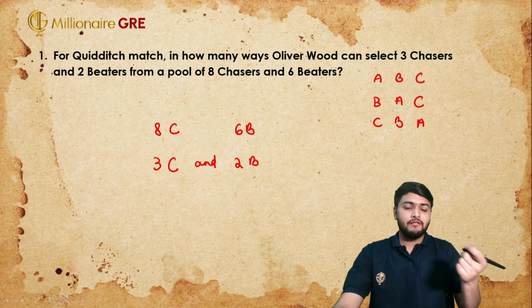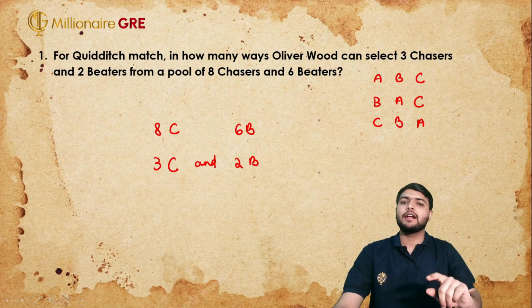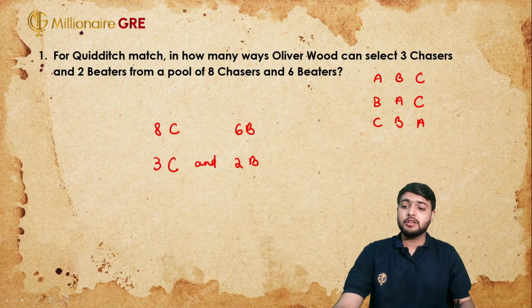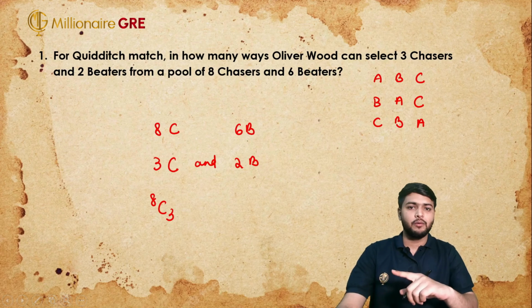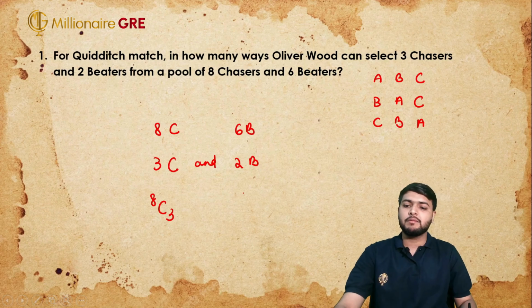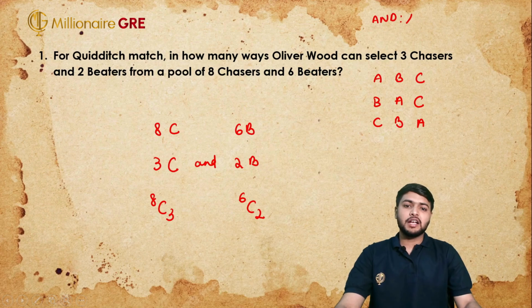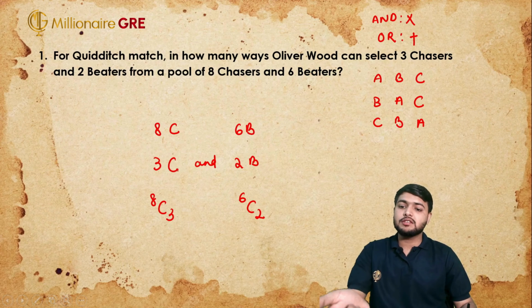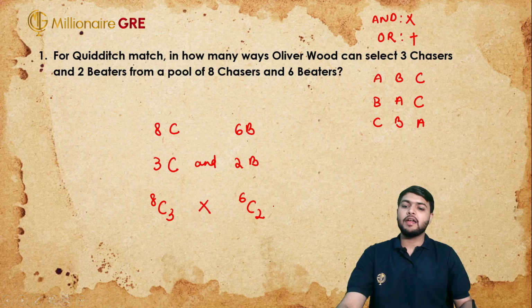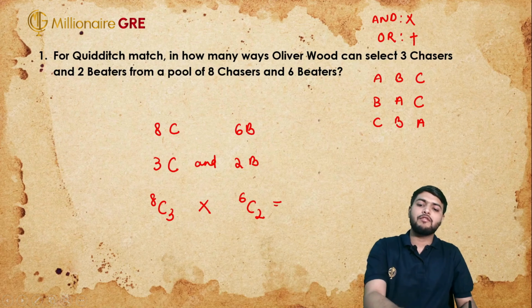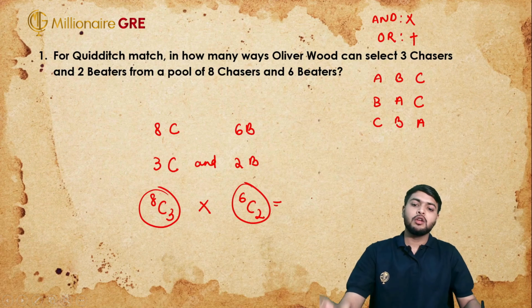Whenever you are selecting R items out of N items and order does not matter, you apply the formula for combination. So 3 out of 8 can be chosen in 8C3 ways. If you do not understand this, please go through the previous video. Similarly, 2 beaters out of 6 beaters can be chosen in 6C2 ways. Also, AND means multiplication, OR means addition. So you have to select 3 chasers and 2 beaters, hence you will multiply. Now when you apply the formula and solve for these 2, you will get the answer as 840, and that's your final answer.